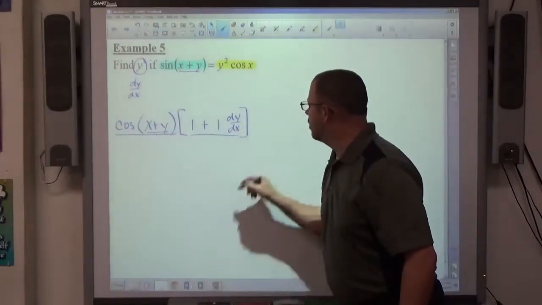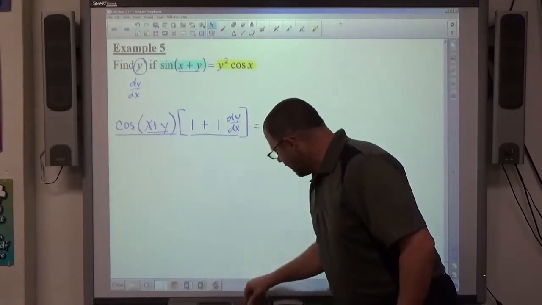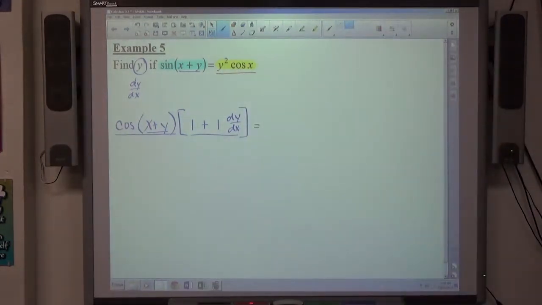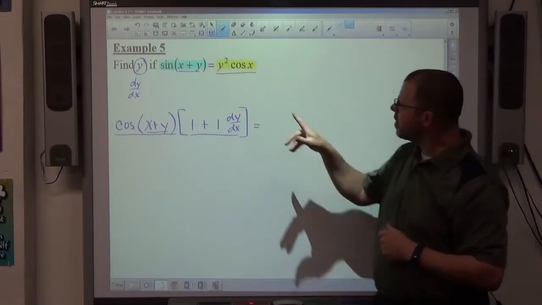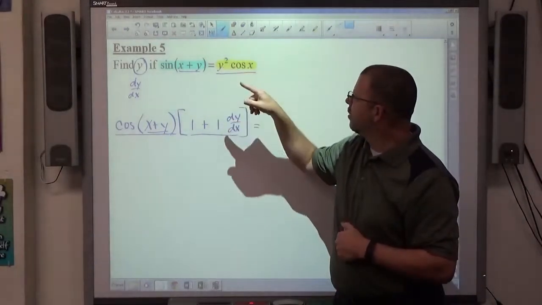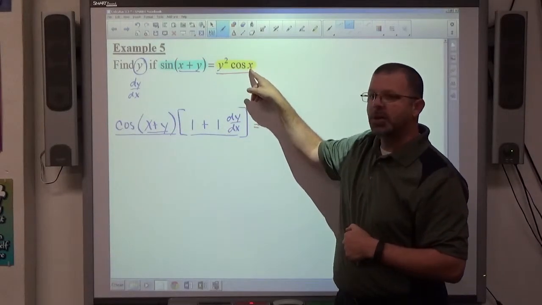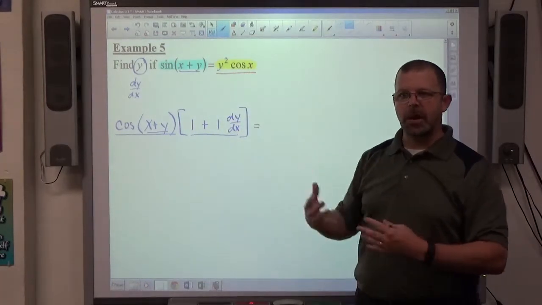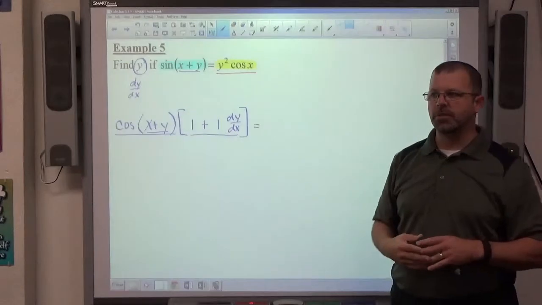Then of course we have our equals sign. And next we have this second function over here, y squared cosine of x. So again, what I have to do is look at the structure of the term there to determine what kinds of things are going on here. Y squared is a power function of y, cosine of x is a cosine function of x. These two objects are being multiplied together. That brings to mind the product rule of differentiation.